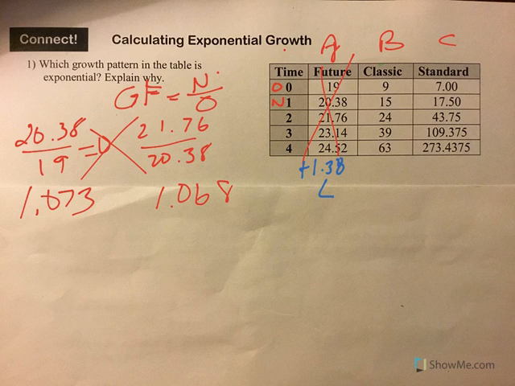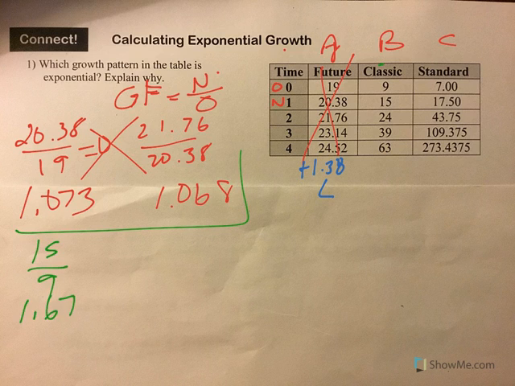All right, let's look at B, which is classic. So I take 15 divided by 9. I get 1.67. I take 24 divided by 15 and get 1.6. Not the same. And then you add 6, you add 9, there's a pattern. This is nothing. And then we go to standard.